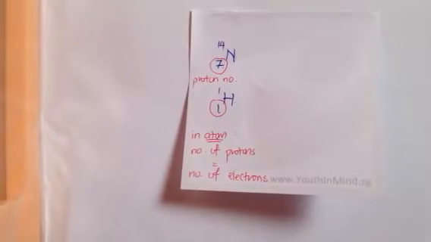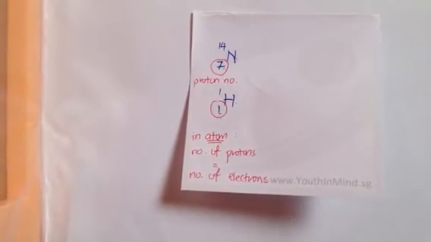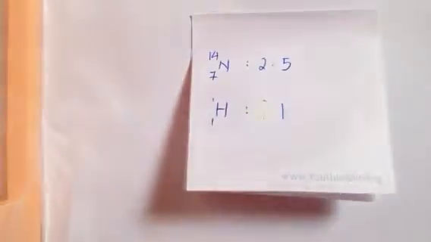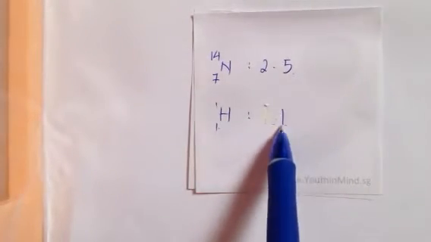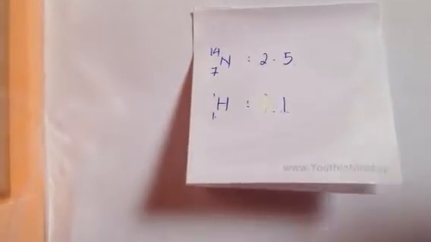And as we all know, the first shell can only hold a maximum of 2 electrons. So nitrogen will be 2,5. And for hydrogen, since the first shell can hold a maximum of 2, we will just give it a 1.